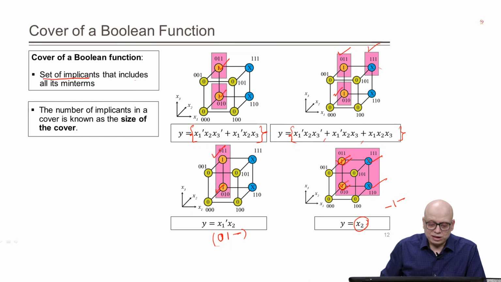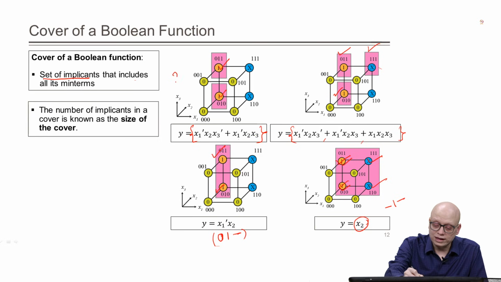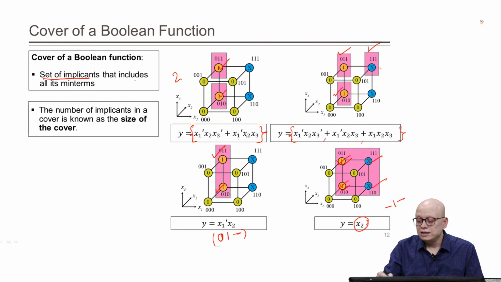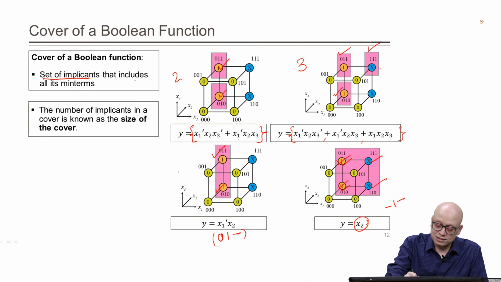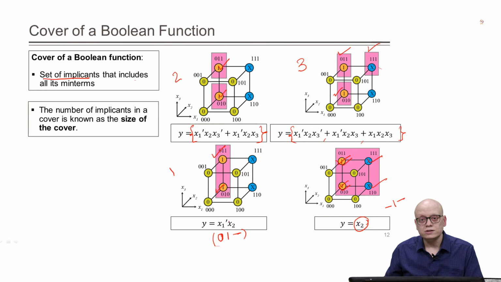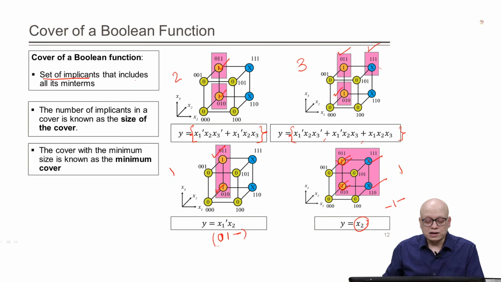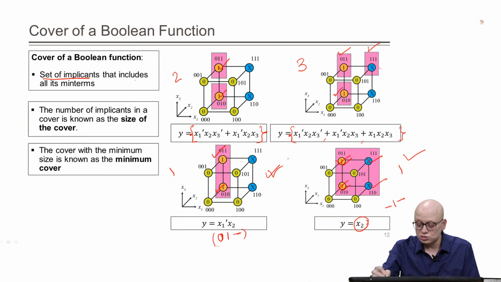The number of implicants in a cover is known as the size of the cover. So, the size of this cover is 2, because there are 2 elements in this cover. In this the size is 3. In this the size is 1 because there is only one element in the cover, and in this the size is 1. Now, the cover with the minimum size is known as the minimum cover. So, in this case there are 2 covers with the same size. So, this and this both are minimum covers.